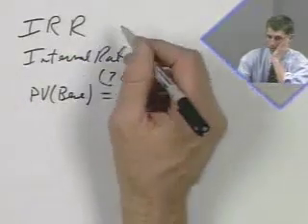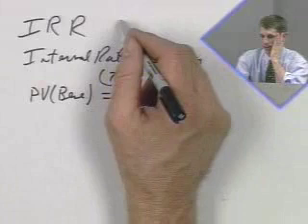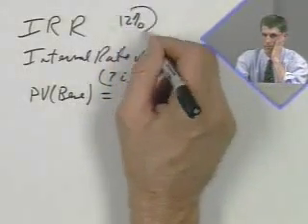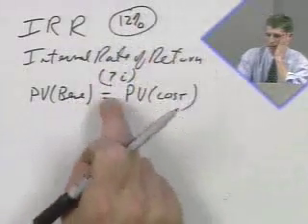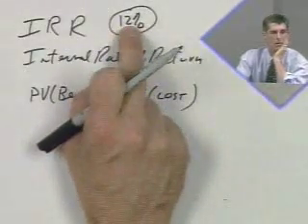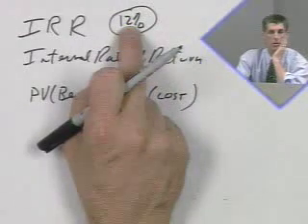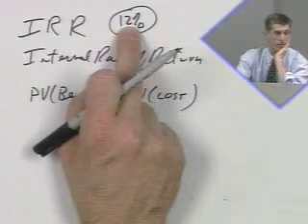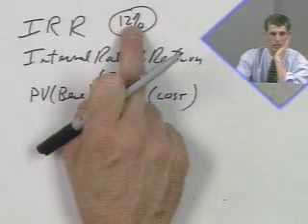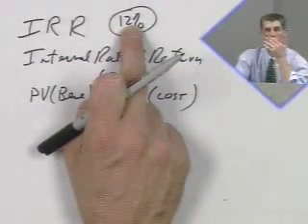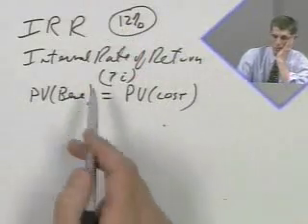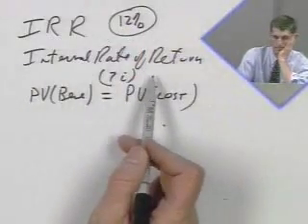Now, our decision rule is, in this case, if our required rate of return is 12%, then if the internal rate of return is greater than 12%, what do we do? We buy the machine or we take on the project. If the internal rate of return is less than our hurdle rate, we reject the project. Right? Okay.